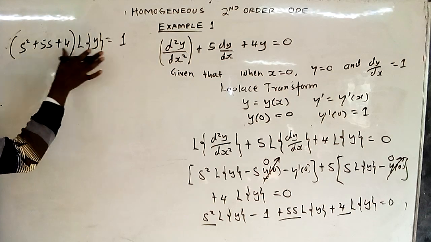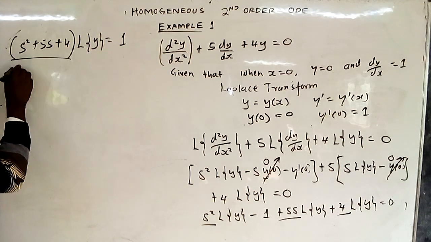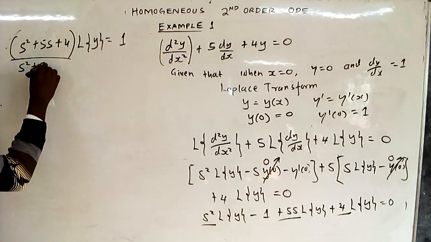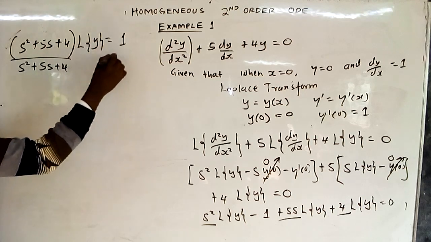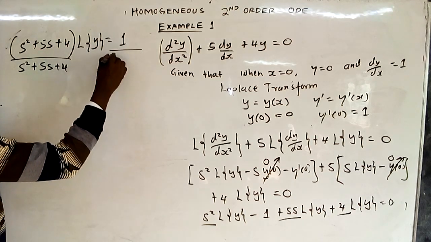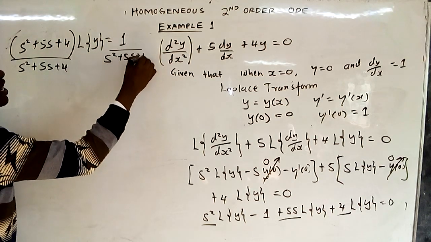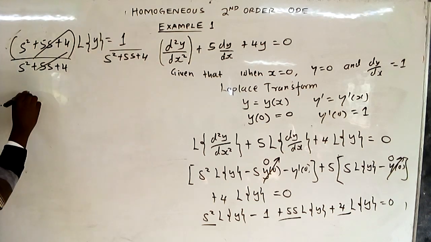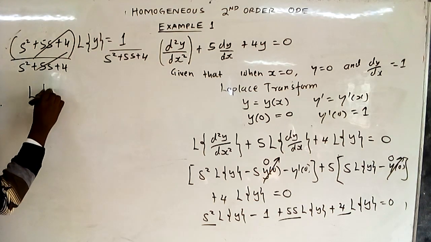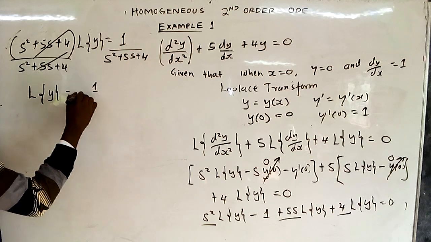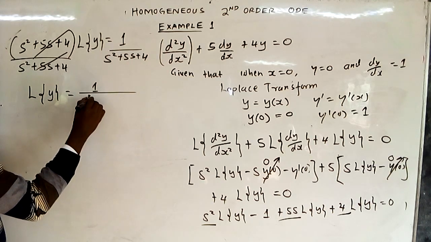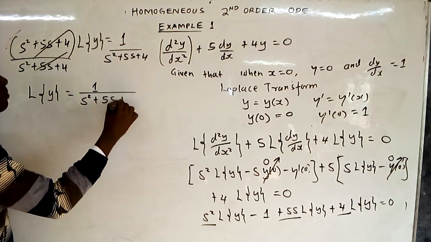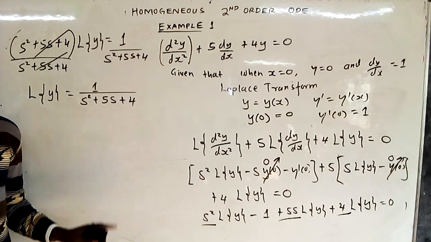So we divide both sides with the coefficient of this. We divide both sides of the equation by s squared plus 5s plus 4. Divide both sides by s squared plus 5s plus 4. So this goes with this. You remain with the Laplace transform of y is 1 over s squared plus 5s plus 4.